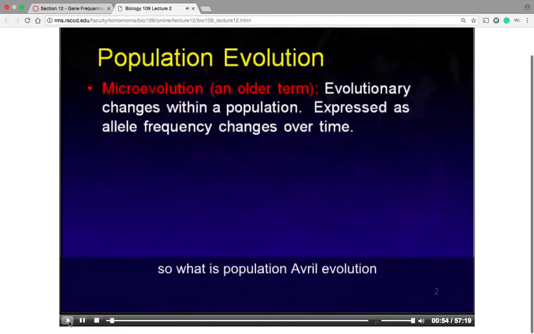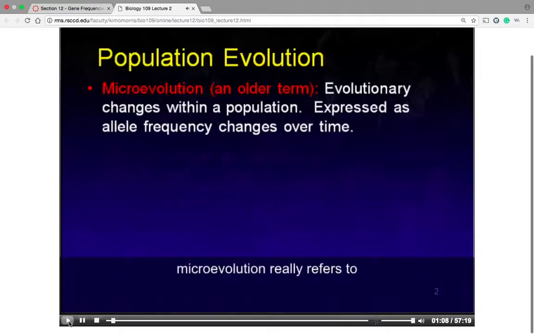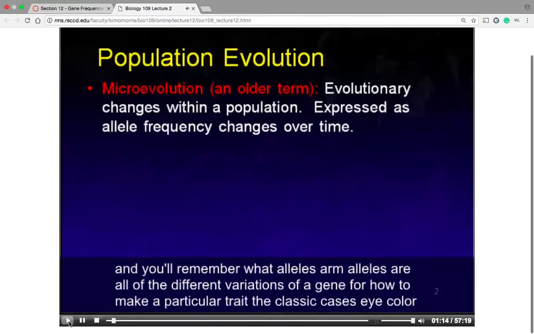So what is population evolution? I want to bring up a term here, microevolution. We're not really going to use that term. However, a lot of textbooks do, and if you looked this up on the internet, you might find it. Microevolution really refers to something called allele frequency changes. And you all remember what alleles are. Alleles are all of the different variations of a gene for how to make a particular trait.